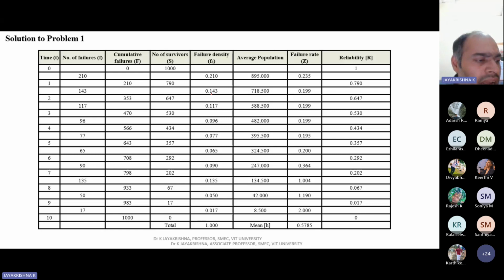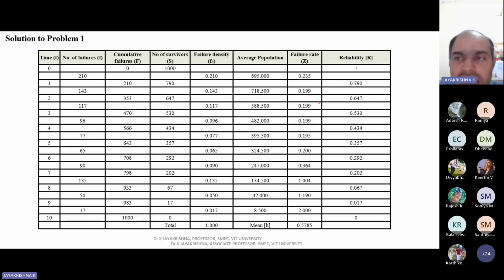Then how to calculate the average population? 1000 plus 790 divided by 2, you'll get the average population. 790 plus 647 divided by 2, you'll get 718. Then how are we going to calculate the failure rate? Failure rate is f, 210 divided by the average population. So 210 divided by 895. Then 143 divided by 718. Like this, you will get the failure rate.